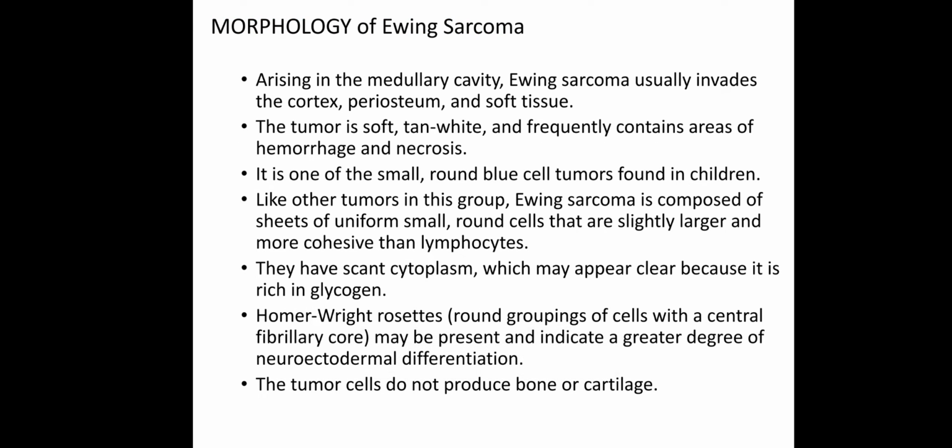Morphology: Ewing sarcoma arises in the medullary cavity. Ewing sarcoma usually invades the cortex, periosteum, and soft tissue. The tumor is soft, tan white, and frequently contains areas of hemorrhage and necrosis. And we said hemorrhage and necrosis are bad prognostic features of any tumor. It is one of the small round blue cell tumors.